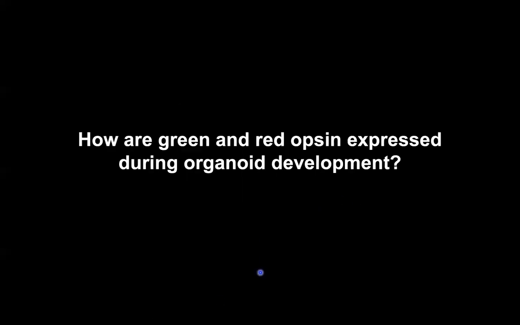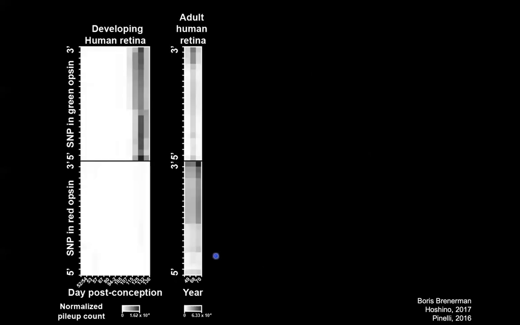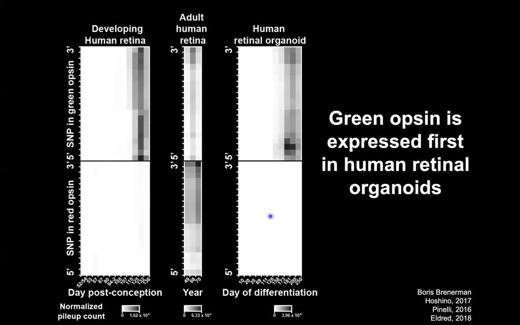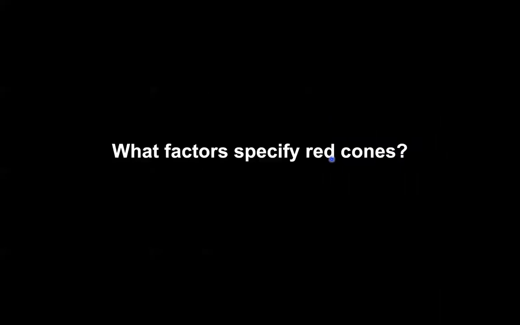So the next question we asked was, what happens in our retinal organoids? Here we have the developing human and the adult retina data sets again. And if we look at human retinal organoids, we see robust expression of green opsin from day 158 of differentiation on to day 250. And we see no expression of red opsin and no red cones. We can therefore conclude that green opsin is also expressed first in retinal organoid culture.